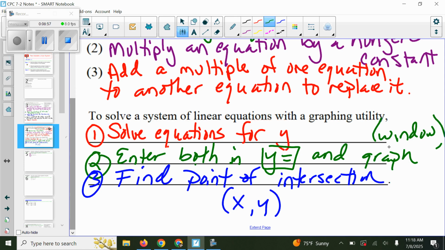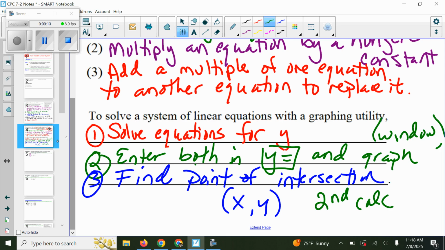And then you've got to look for that point of intersection, which is under the second calculate. So looking in your graphing calculator, second calculate menu, and then you look for intersection. So it's an option. It's a way that you can solve. So that's a good way to check as well.